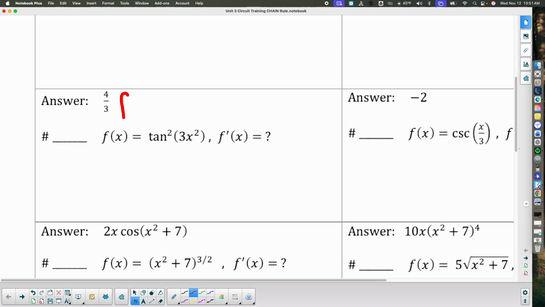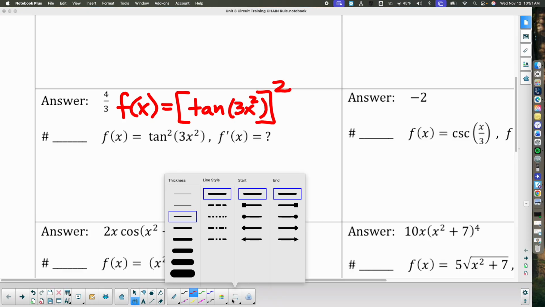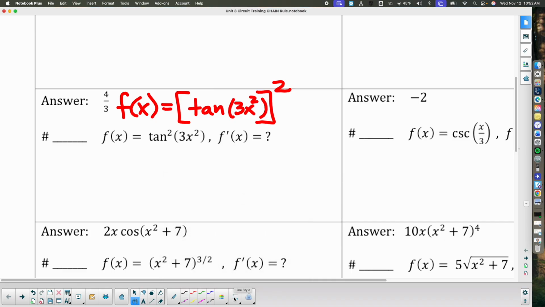You probably want to rewrite the problem as this. If you rewrite it as that, then we have a clear inside-outside.